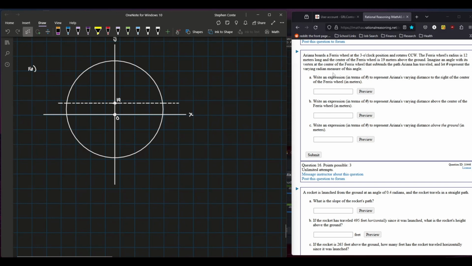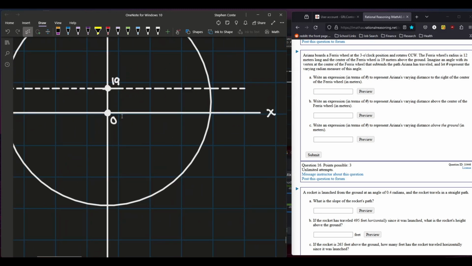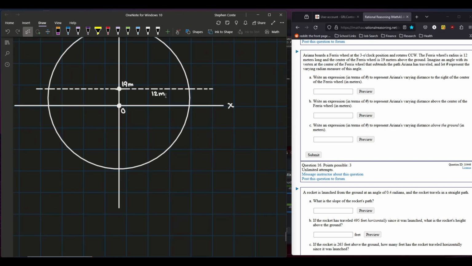Imagine an angle with its vertex at the center of the Ferris wheel that subtends the path that Ariana has traveled, and let theta represent the varying radian measure of this angle. Write an expression in terms of theta to represent Ariana's varying distance to the right of the center of the Ferris wheel in meters. Here's the information that we know: the radius is 12 meters, and the distance above the ground is 19 meters. When I say 12 meters, I mean this entire piece right here, the radius of the circle.